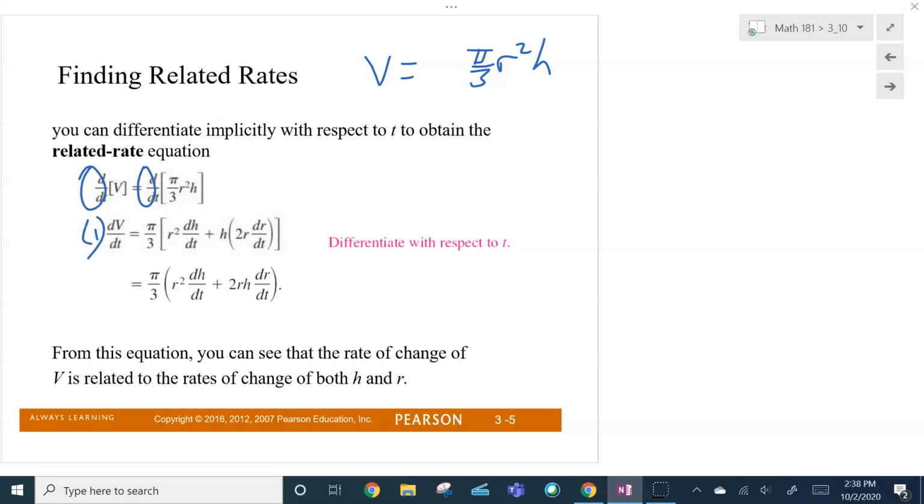Then you go through and take the derivative, and you can see that the rate of change of the volume is related to the rates of change of both the h and the r. So the rate of change of the volume depends on what your radius is at that time, as well as the rate at which the height is changing, as well as the height, as well as the rate at which the radius is changing. That's the rate at which the volume is changing.